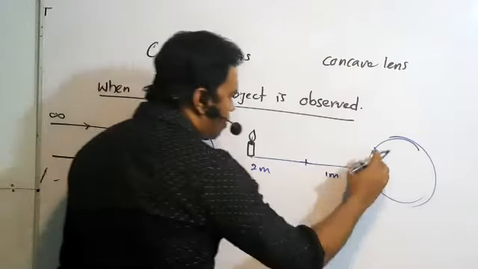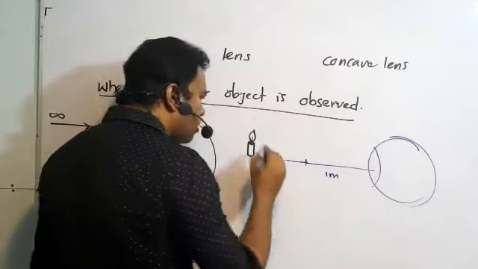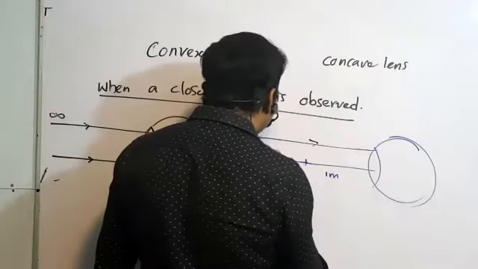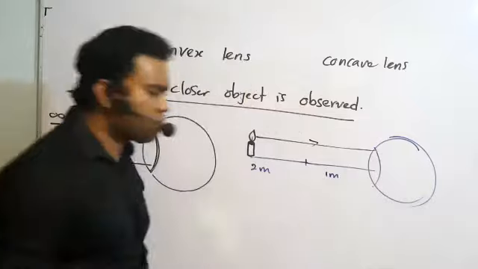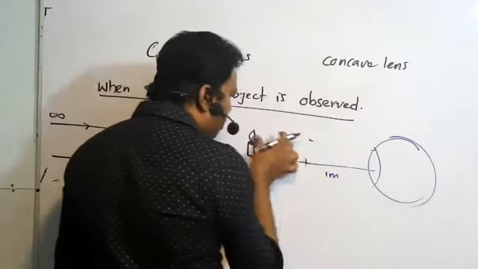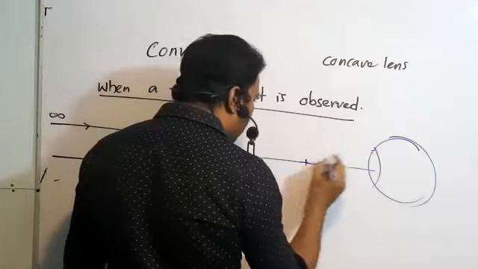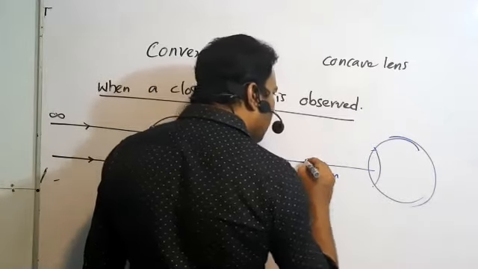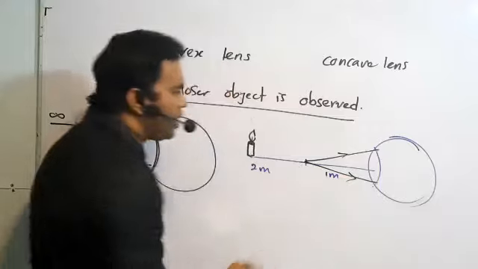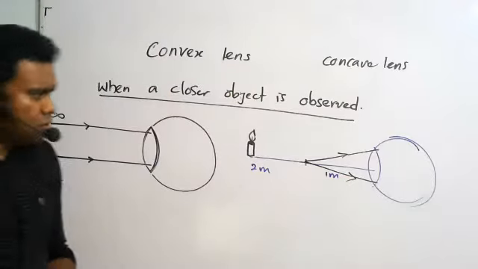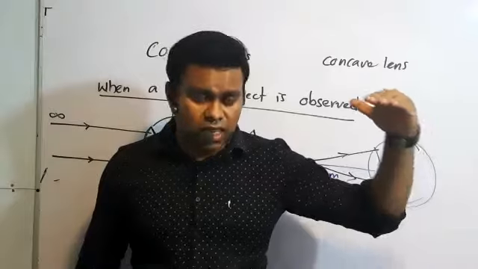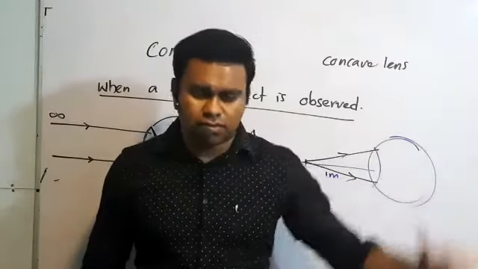The eye feels these light rays are coming from infinity, like parallel rays. But actually, if the objects are closer to the eye, the rays must come at an angle. But the eye feels like these light rays are coming parallel.